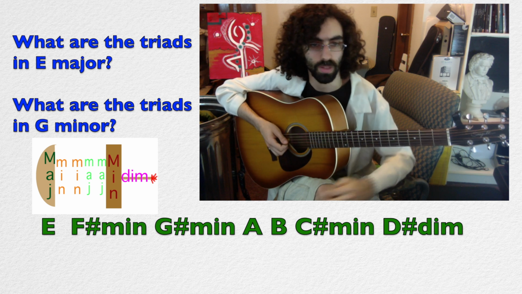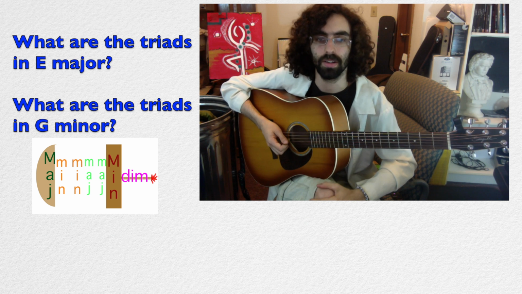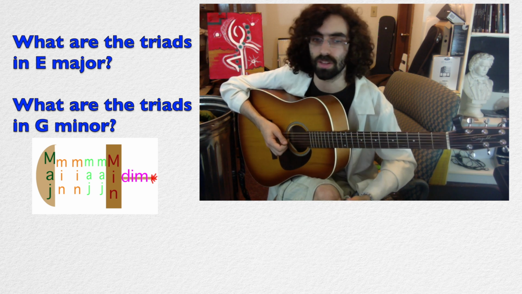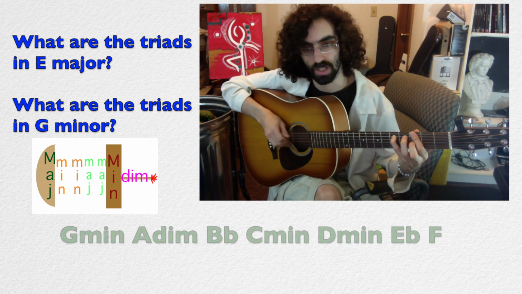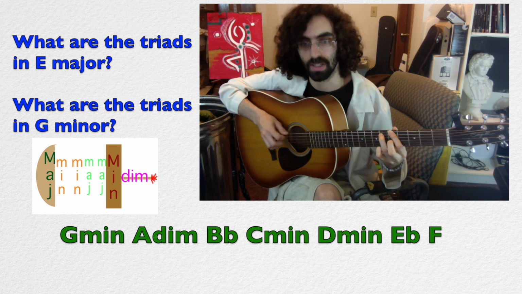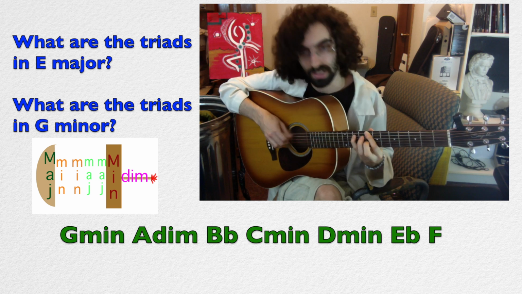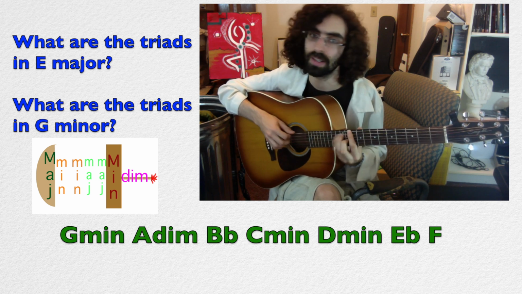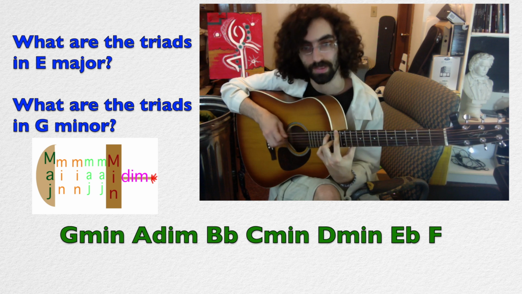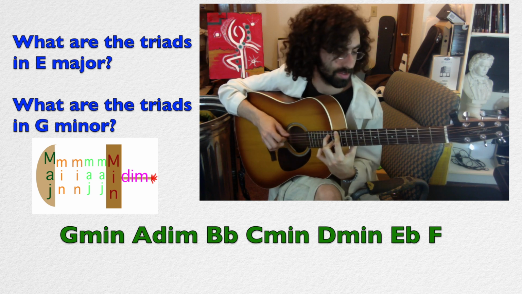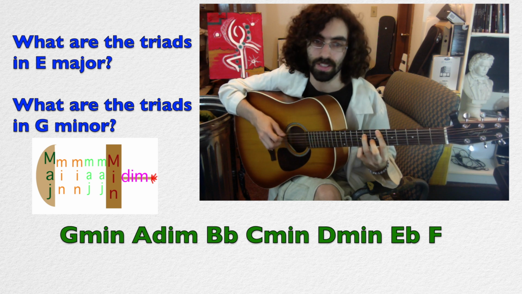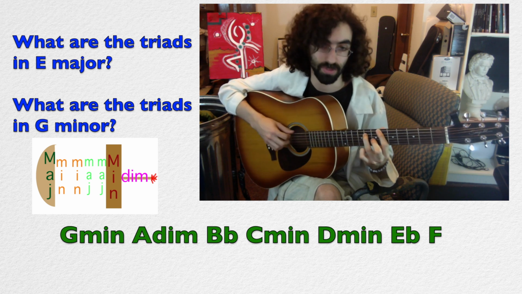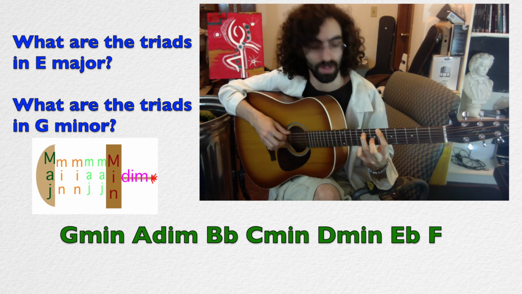Cool. Now, for the key of G minor, we're going to start on the 6th chord of the sandwich, and we'll end up with G minor, A diminished, B flat, C minor, D minor, E flat, and F. And the relative major of G minor is B flat. So if we started the sandwich from B flat, we'd go like this.